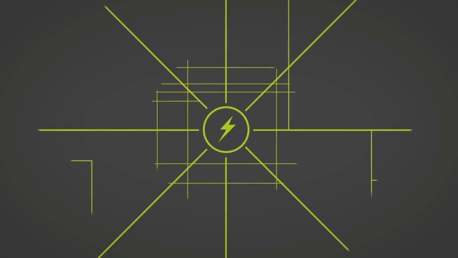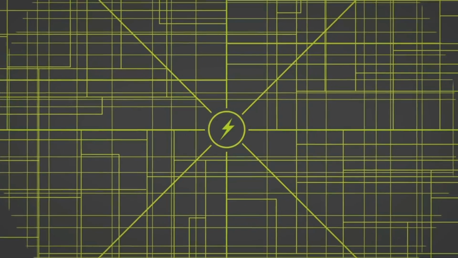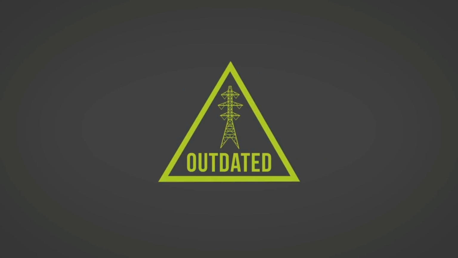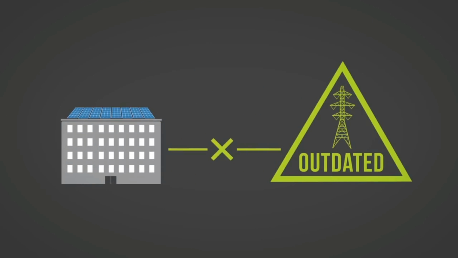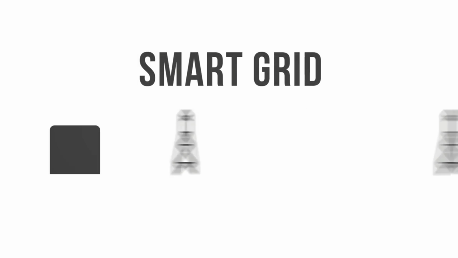The centralized nature of the grid has made it an ideal structure for large-scale electricity production. However, some of the grid infrastructure is outdated and not capable of accommodating small-scale electricity generation technologies. The smart grid in this generation addresses the electrical grid's shortcomings.